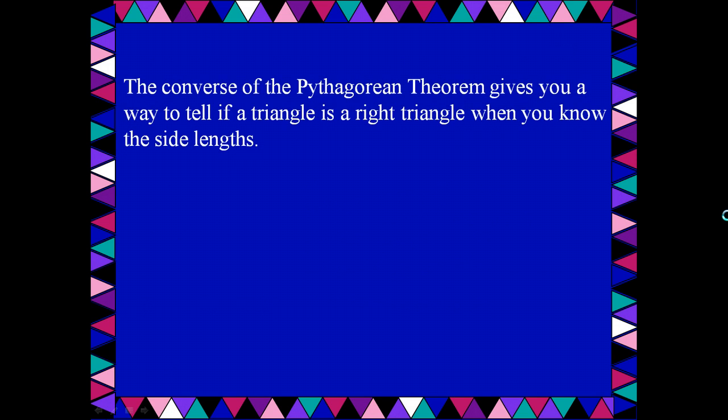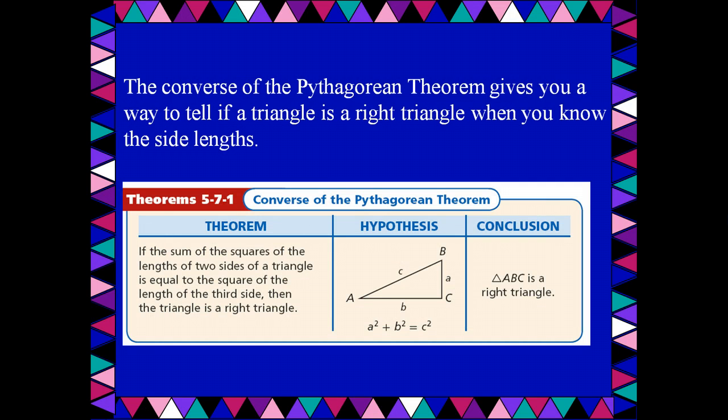The converse of the Pythagorean theorem gives you a way to tell if a triangle is a right triangle when you know the side lengths. The converse of the Pythagorean theorem states, if the sum of the squares of the lengths of two sides of a triangle is equal to the square of the length of the third side, then the triangle is a right triangle. So if a squared plus b squared equals c squared, then triangle ABC is a right triangle.